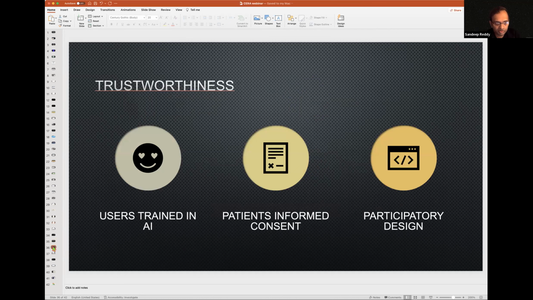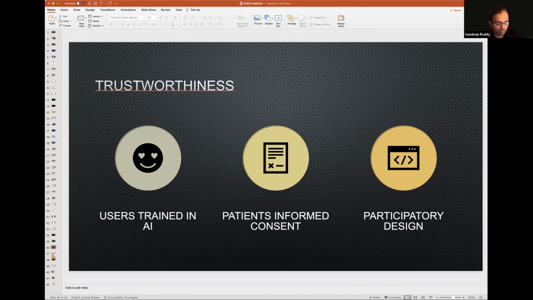The next aspect is from a trustworthiness perspective. We talked about how, even if the AI model is working very well, there can be mistrust in the clinician community, but also amongst the patients. That has to be addressed. And how can we address that?